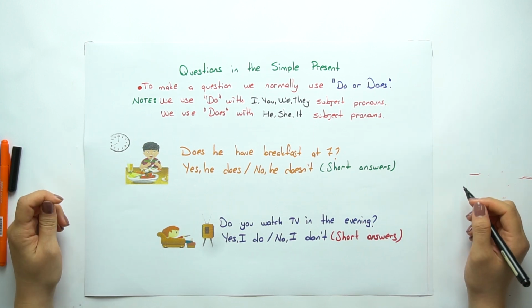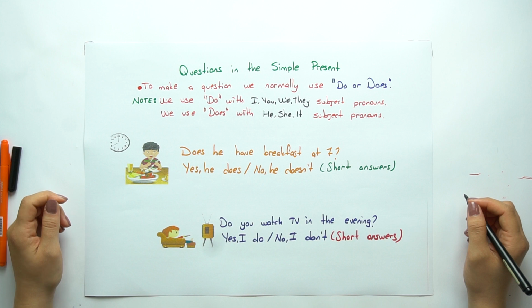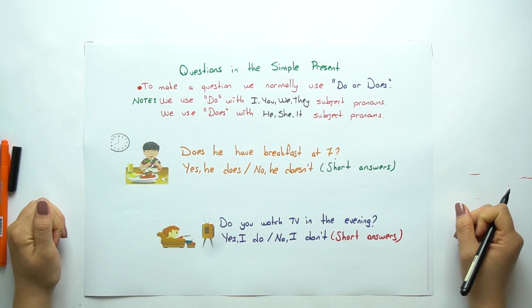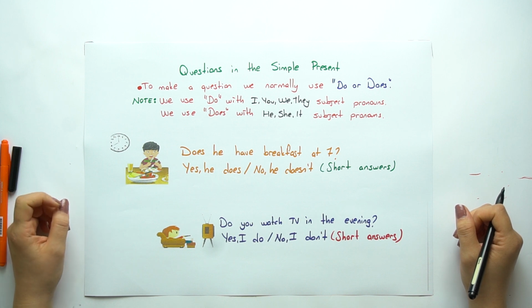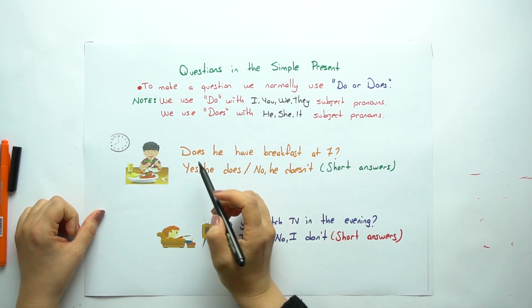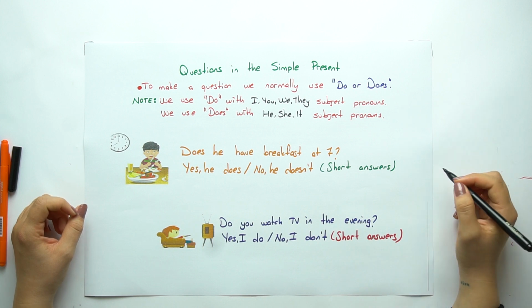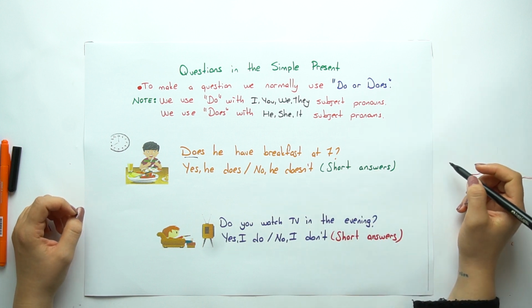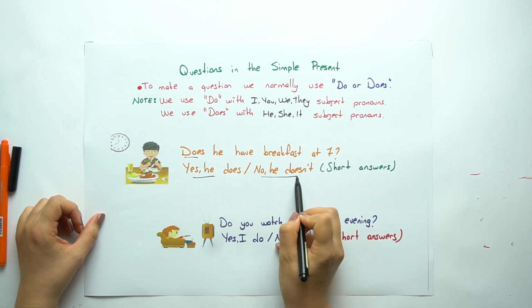And we will continue with questions in the simple present, okay? To make a question, we normally use do or does, all right? We use do with I, you, we, they subject pronouns, and we use does with he, she, it subject pronouns. Look at the example. Does he have breakfast at 7? We always use do and does at the beginning of the sentences. Does he have breakfast at 7? Yes, he does, or no, he doesn't.